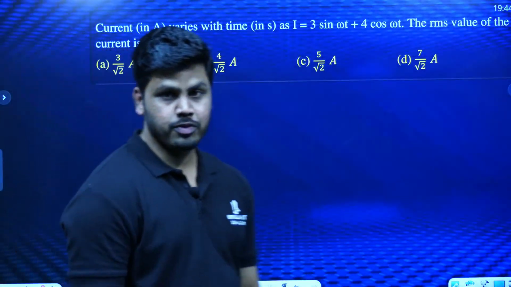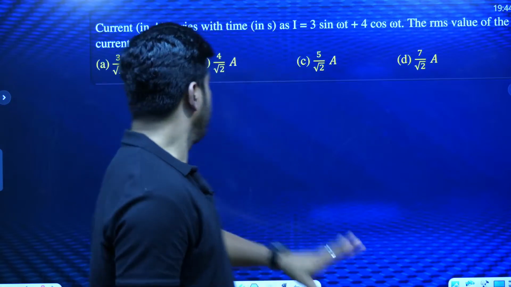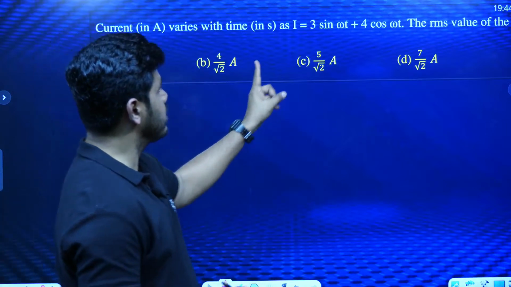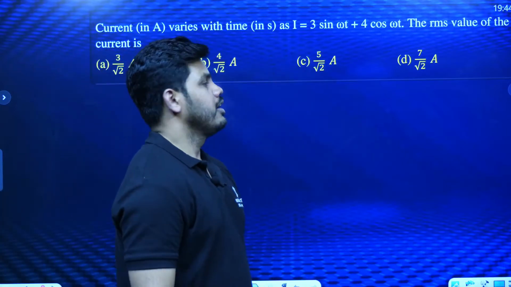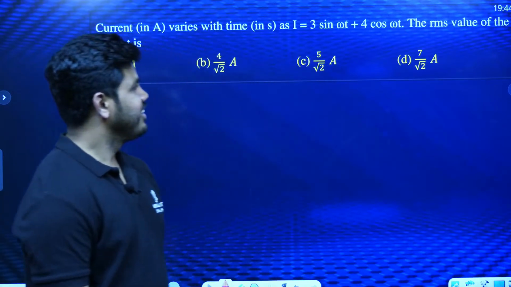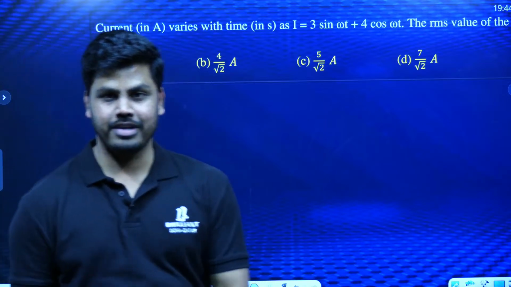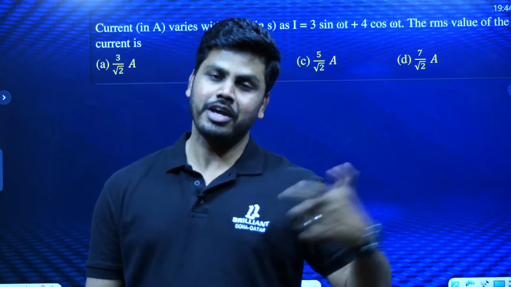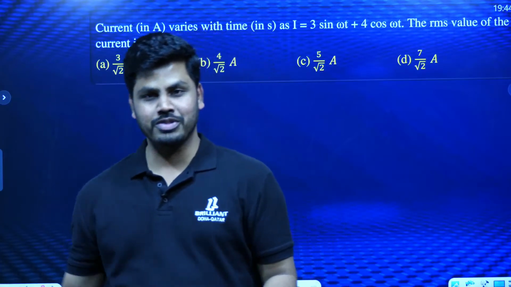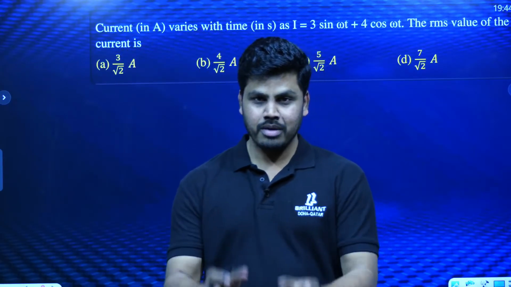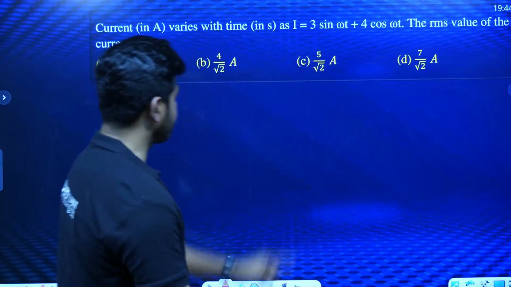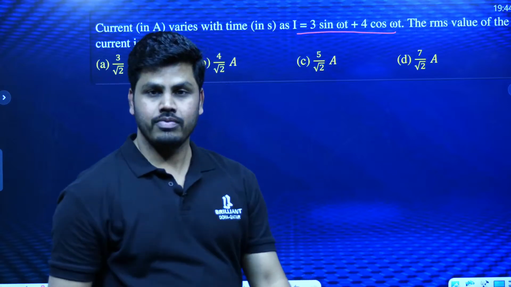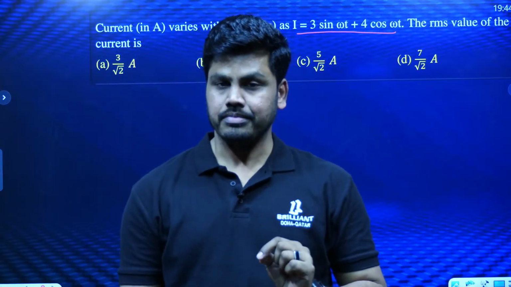So question number 1 is from the basic concept of AC, of course. We have current in ampere varying with time as I = 3 sin ωt + 4 cos ωt. The RMS value of the current is... we are trapped, because we learned I = I0 sin ωt, V = V0 sin ωt or cos ωt. We know only up to that. But they have given, unfortunately, a combination of sine and cosine functions as the current.